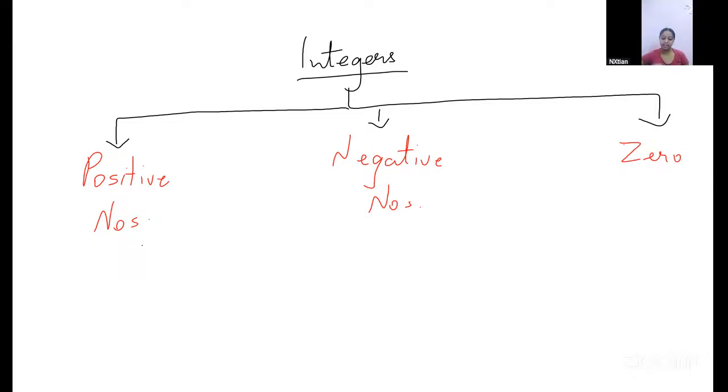Under integers, there are three types of numbers. Positive numbers, like all the natural numbers, for example, 1, 2, 3, 4 to infinity. Negative numbers are the numbers that are on which side of the number line? On the left side. Very good, the left side. They have a minus before them: -1, -2, -3, -4, and so on. These are the negative numbers.